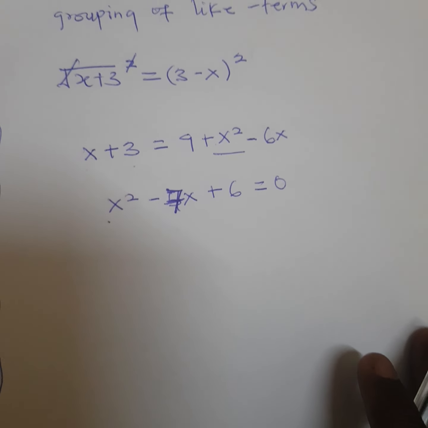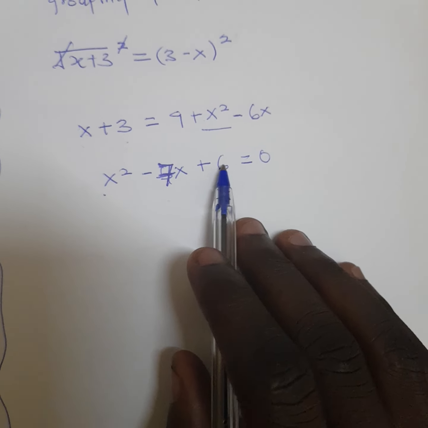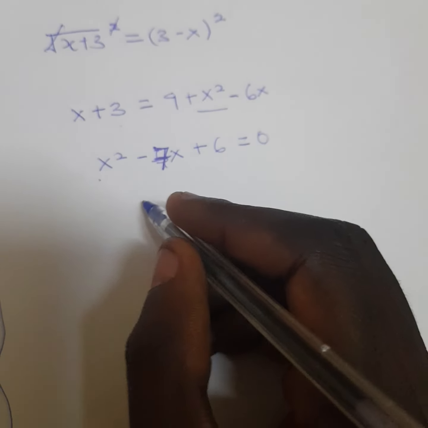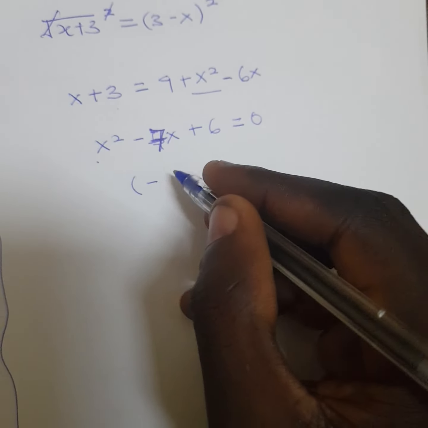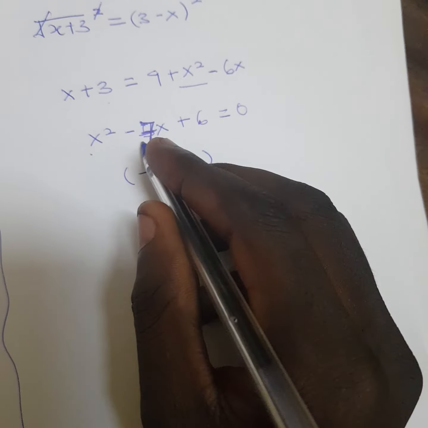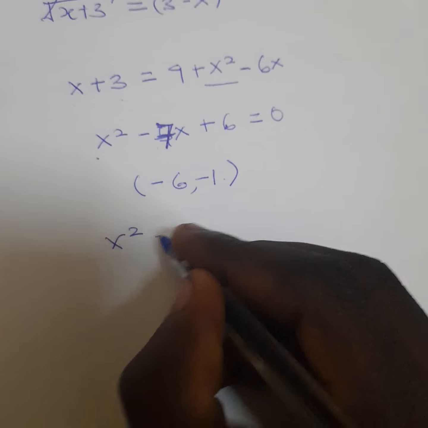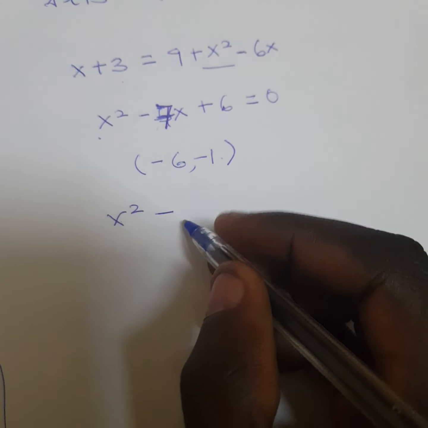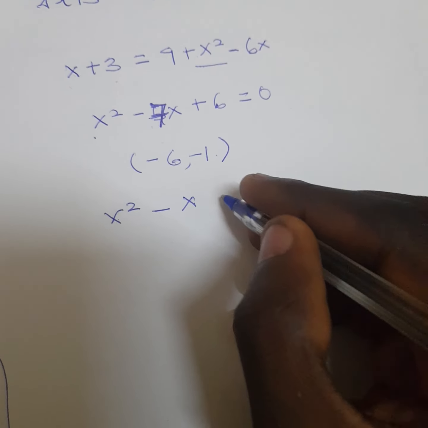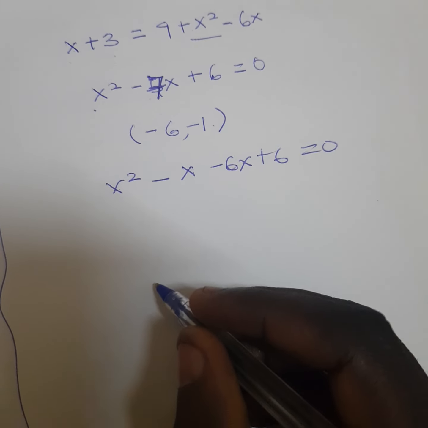Now we are looking for factors of 6 that if you add them, you get negative 7, and if you multiply them, you get 6. So we all know that this will be minus 6 and minus 1. These are the factors. If you multiply them, you get 6. If you add them, you get minus 7. It's a quadratic, so we are solving it quadratically. x squared minus x, then minus 6x plus 6 is equal to 0.